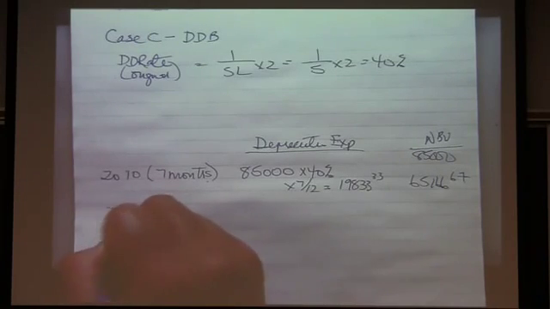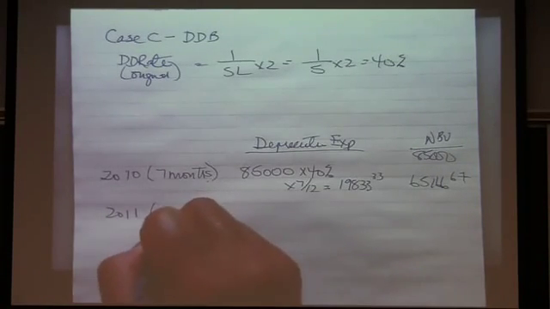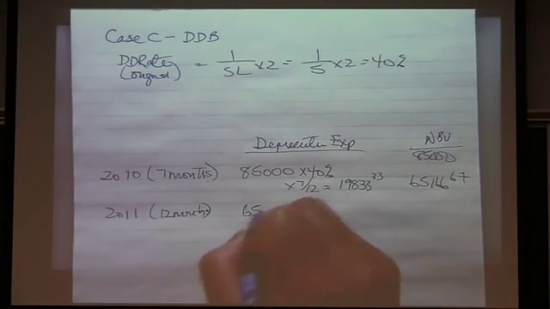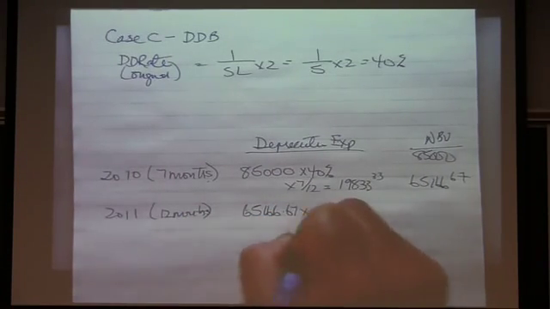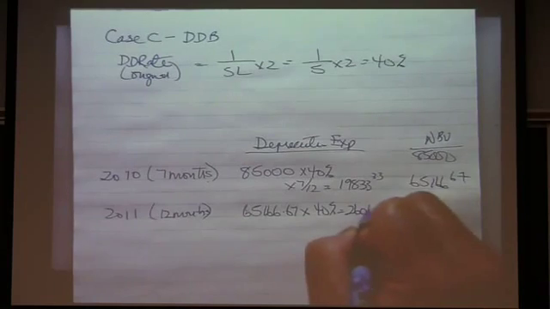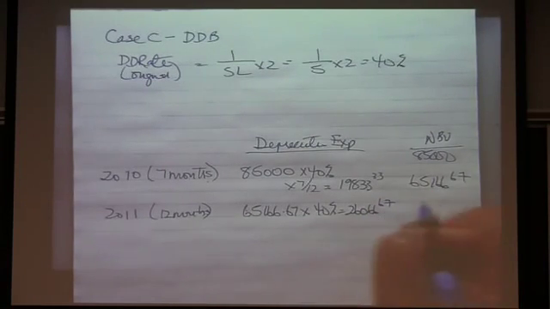For 2011, that's 12 months. We're going to take net book value of $65,166.67 times 40%, which is $26,066.67. And I got $39,100.